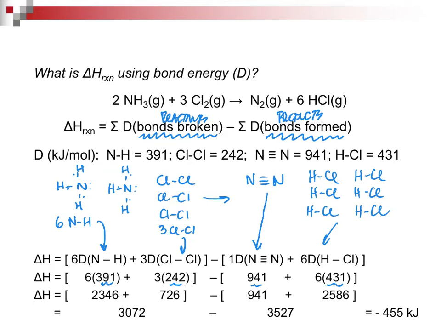So again, I am very picky. I don't like people to jump to an answer unless they can defend it. And essentially, you see the answer here by crunching the numbers as coming up to be 455 kilojoules. And it has a negative sign. That means this is an exothermic reaction. Okay, so that's one example.